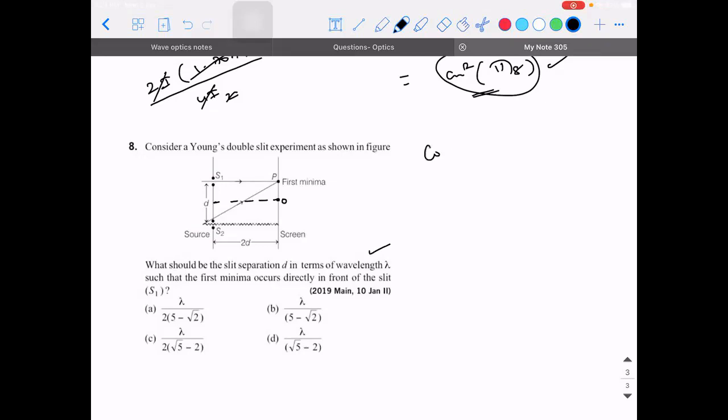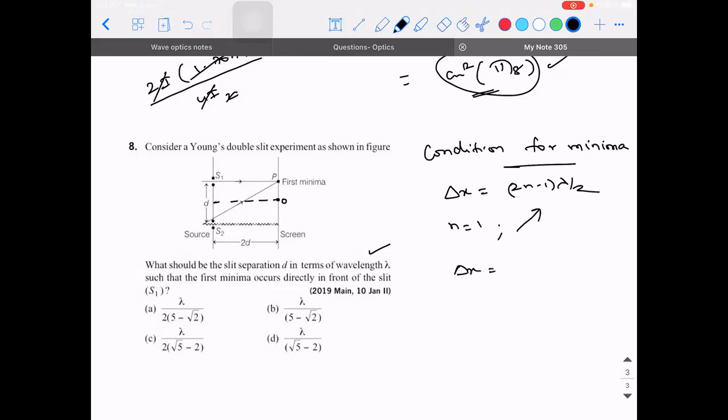So what is the condition for minimum? Let's go from the basics. Delta x is equal to odd multiples of lambda by 2. The minima they are speaking of is n equal to 1, so delta x should be lambda by 2. Let this be equation number 1. Okay, so what is the formula for path difference? I can see that S2P is longer than S1P. So S2P minus S1P is lambda by 2. Correct?